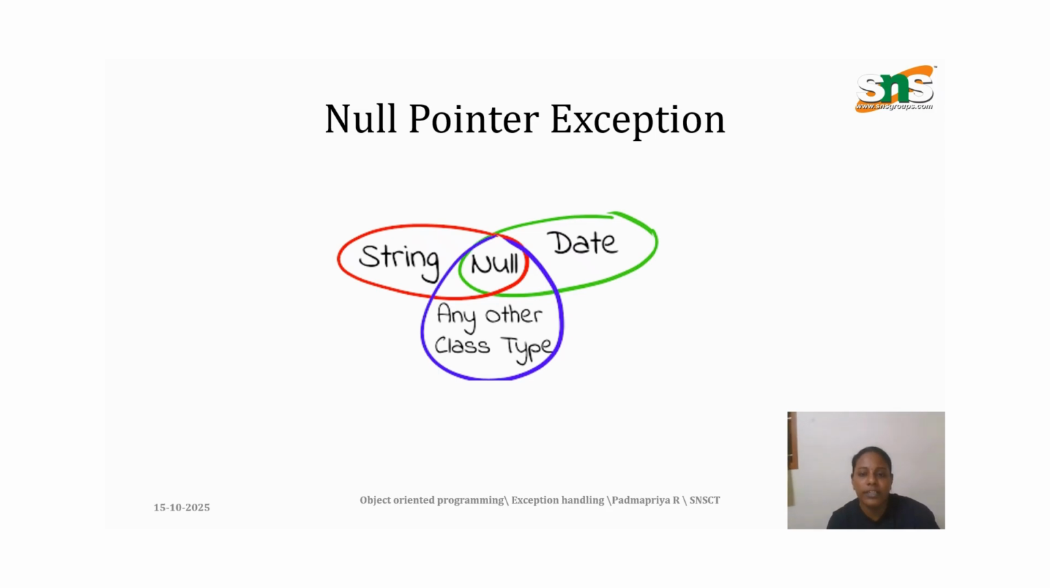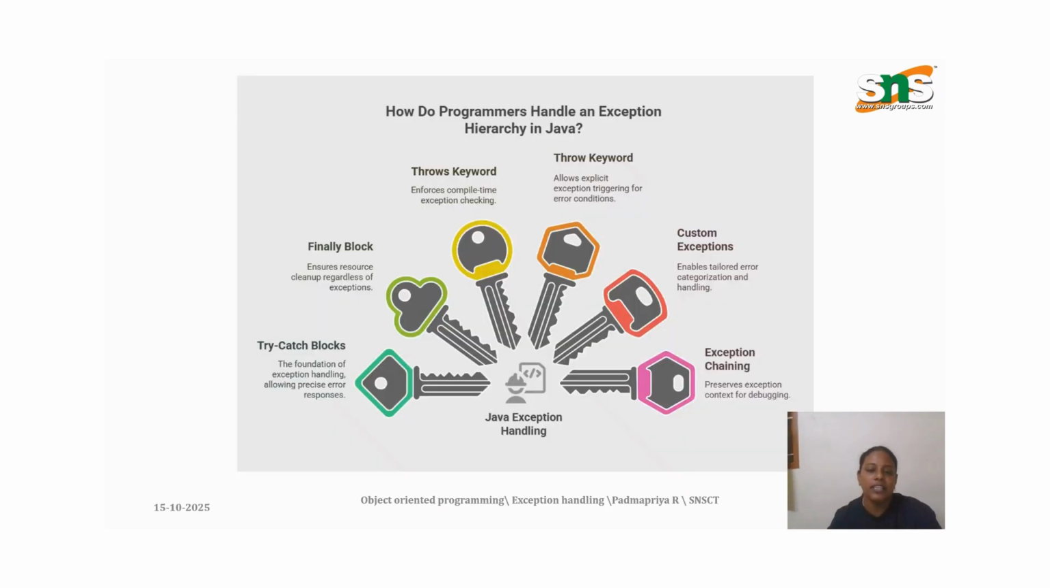So this is null pointer exception. In null pointer exception, it is a combination of three things: string, date, and any other class type exception. That is null pointer exceptions. The next thing is how programmers handle an exception hierarchy in Java. We already showed the types of exception handling: try, catch, finally, throw. These are the types of exceptions.